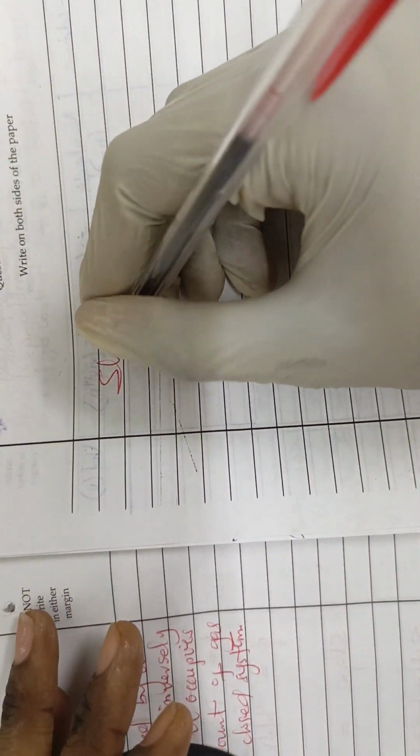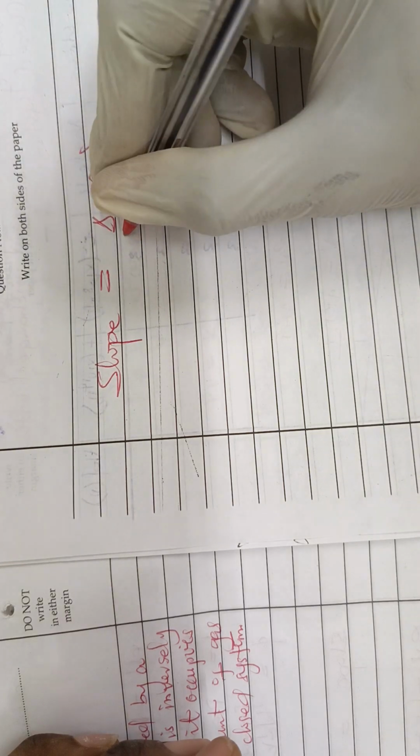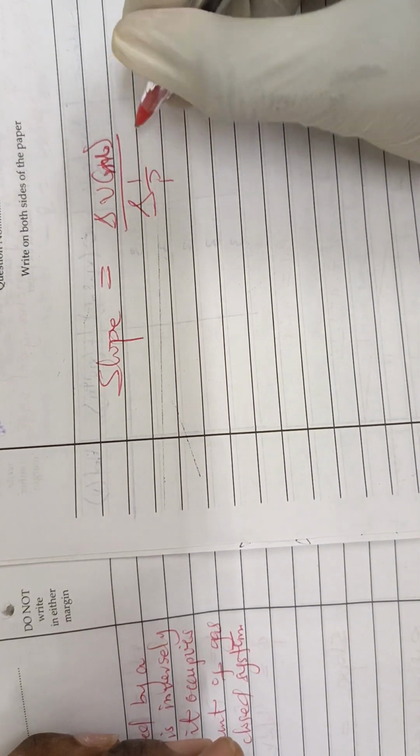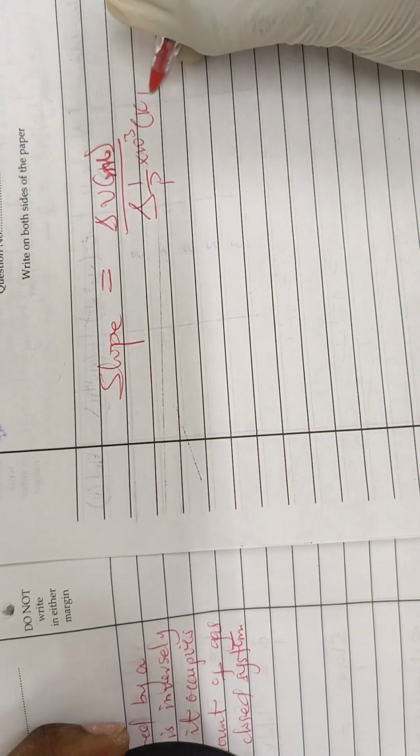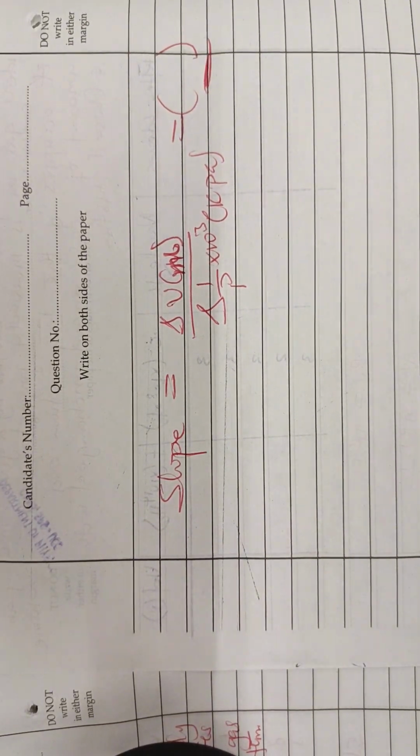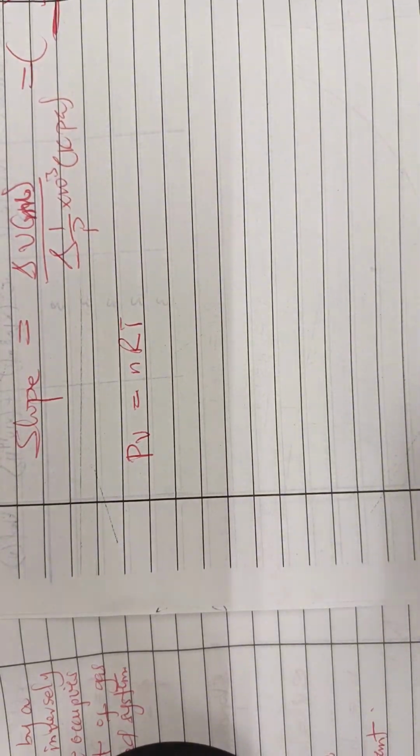Now, to find the slope for the second graph, the slope will be found as our change in V in ml on change in 1 on P times 10 raised to the power 3 kilopascal. After finding your answer for the slope, what we do next is we quote this equation, PV equals nRT.